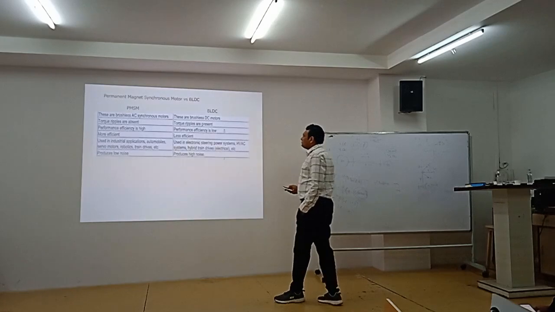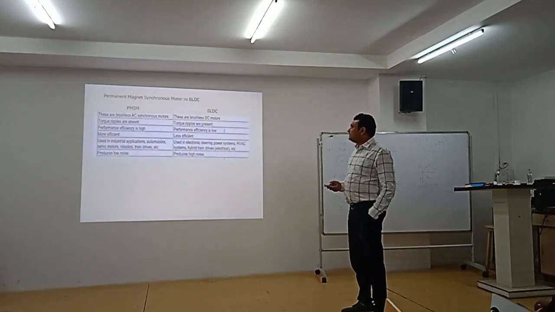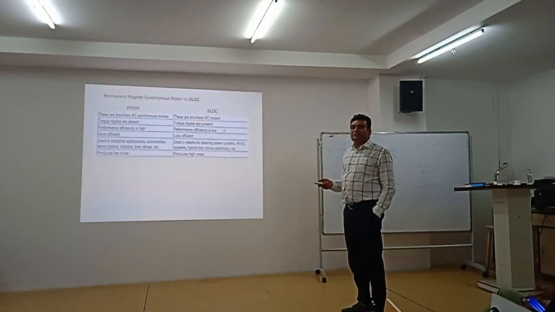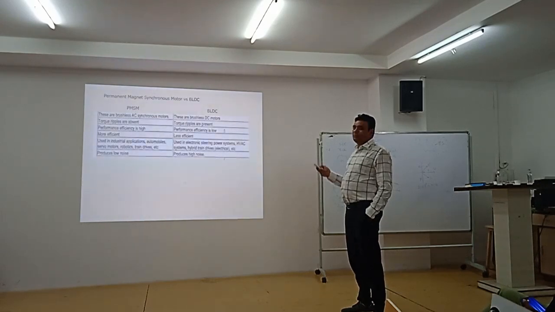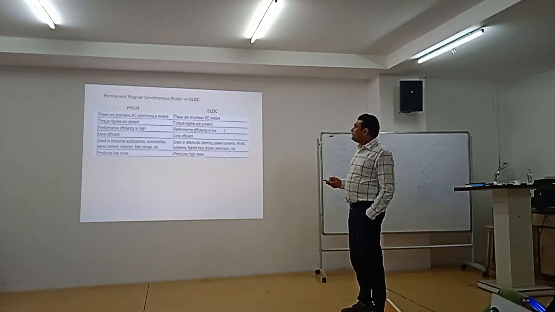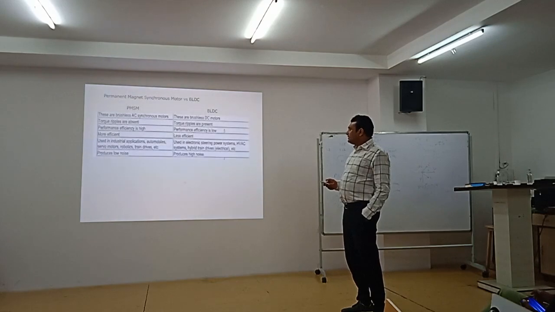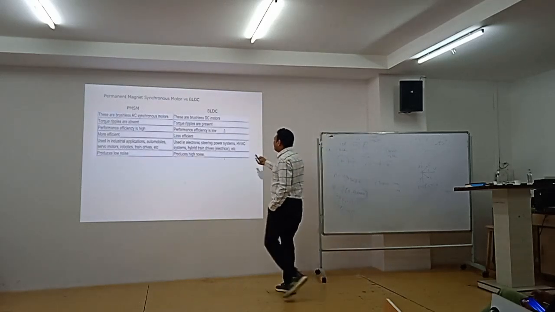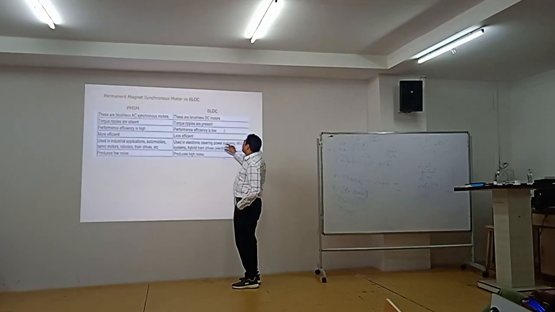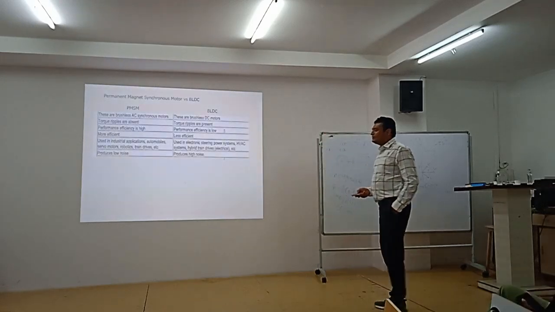Brushless AC synchronous motor, this is brushless DC motor. Torque ripples are absent in PMSM, torque ripples are present in case of BLDC. Performance efficiency is high, performance efficiency is low. More efficient, less efficient. Used in industrial applications like automobile, servo, robotics, train drive, locomotive. Produces low noise and produces high noise.